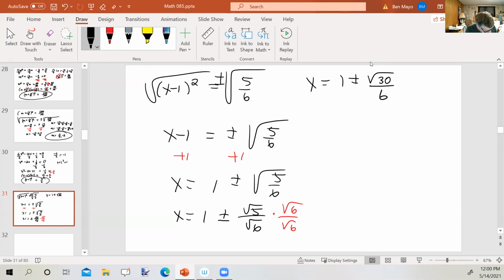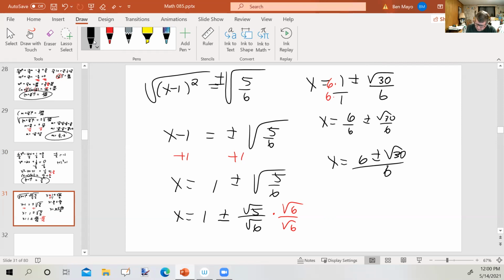Over 6. Okay. Now, what math people will do is they like to put this into a nice package of a single fraction. To do that, you'd need a common denominator. So then you'd say, well, this is over 1, and you'd multiply by 6 over 6, and you'd get x equals 6 plus or minus the square root of 30 over 6, x equals 6 plus or minus the square root of 30 all over 6.